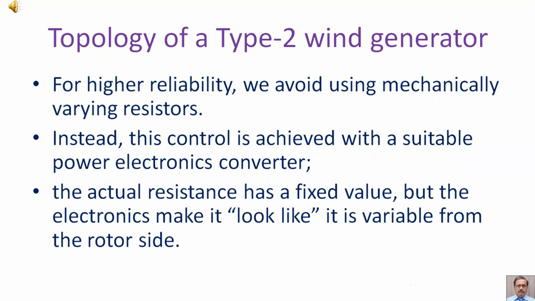For higher reliability, we avoid using mechanically varying resistors. Instead, this control is achieved with a suitable power electronics converter. The actual resistance has a fixed value, but the electronics make it look like it is variable from the rotor side.